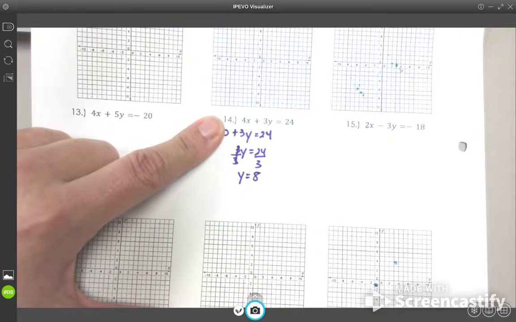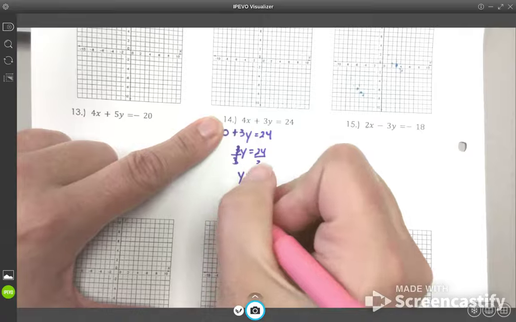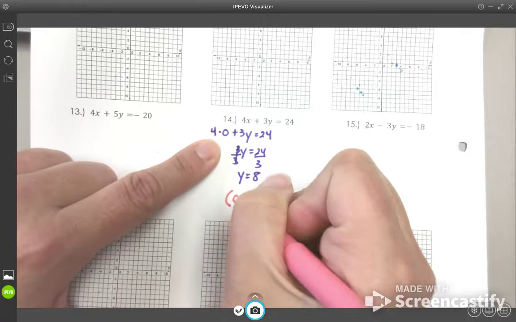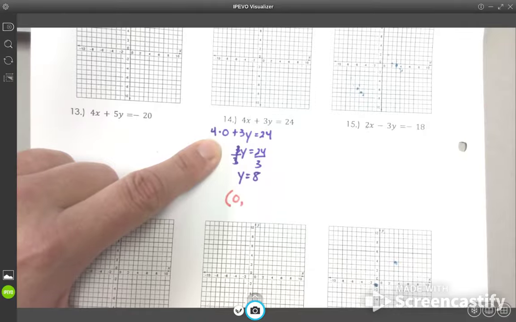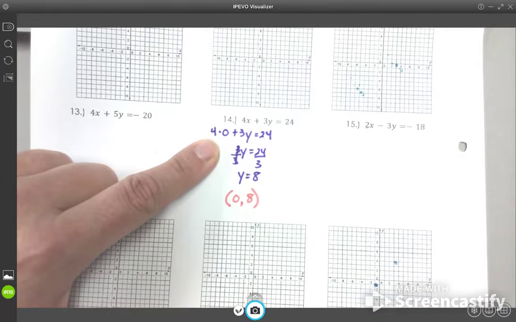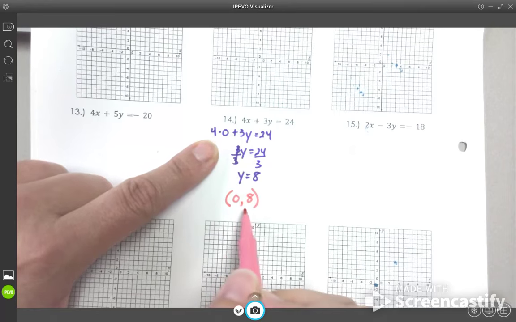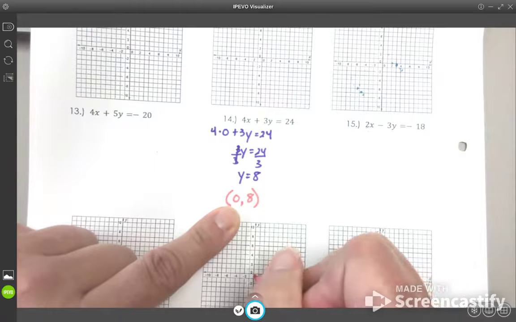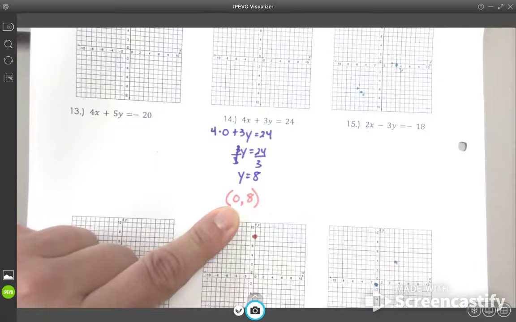8. So what just happened is I plugged in 0 for the x coordinate. I got 8 for my y coordinate. We know this from the unit as a solution to the line. So is this a point on the line? Yes, because I just plugged in and found it. And specifically, over 0 up 8 is my y-intercept. So I found one of the intercepts.